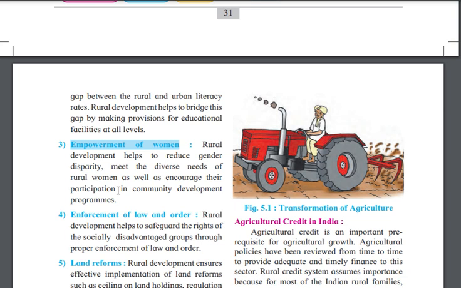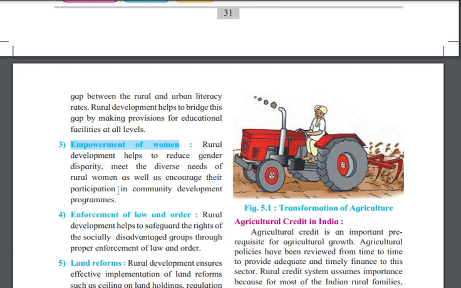Empowerment of women. Okay, so what is empowerment of women? First of all, we need to understand what empower means. Empower: the power you have, but I am encouraging you. Okay, empowerment of women. Obviously rural development is important to help women stand on their own.